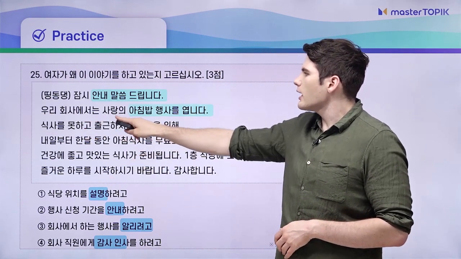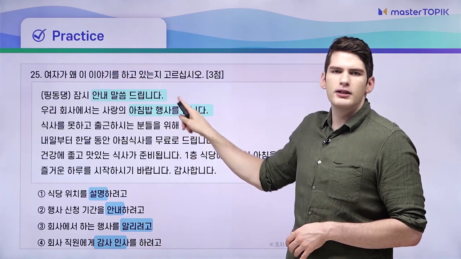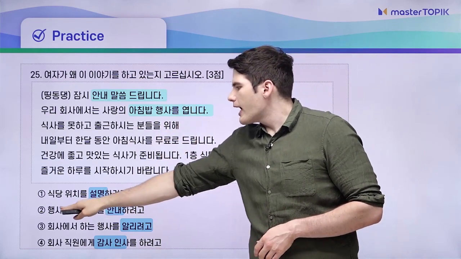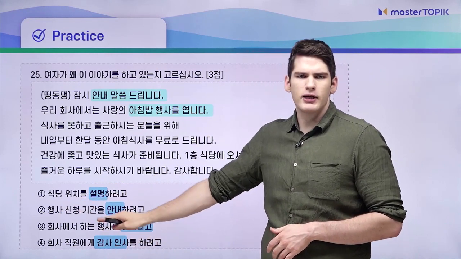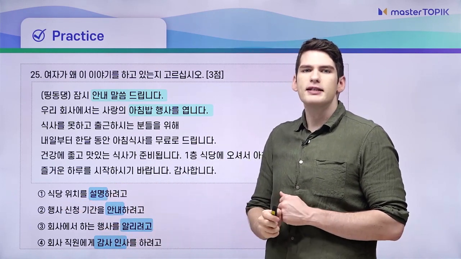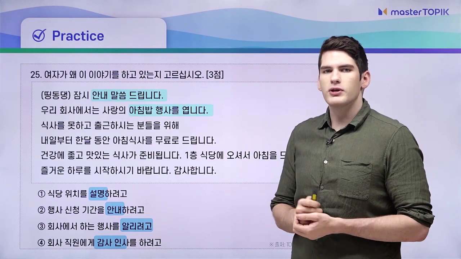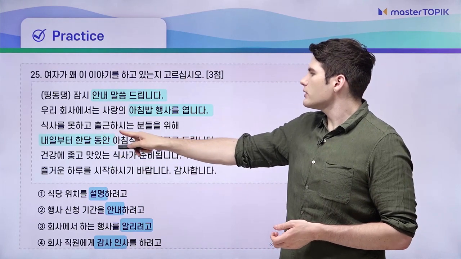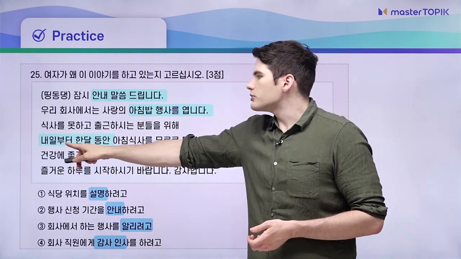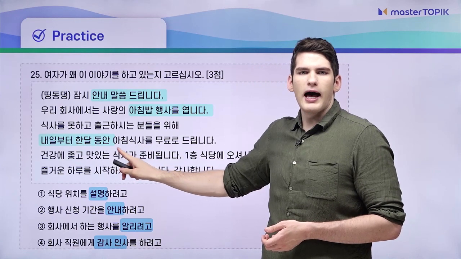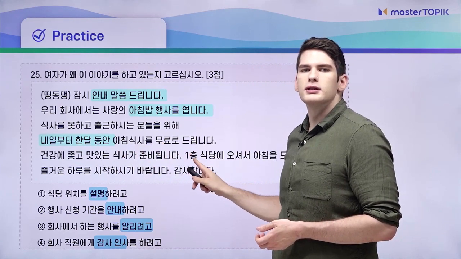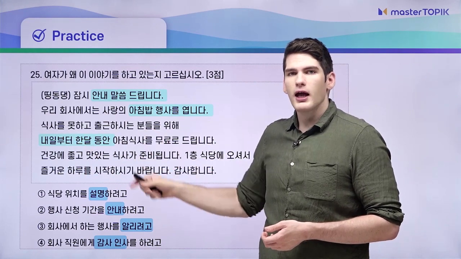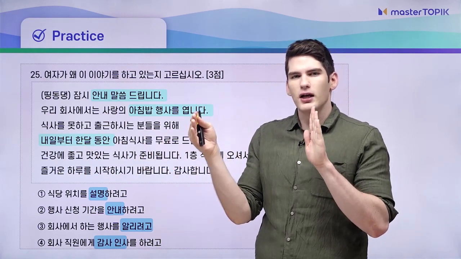우리 회사에서는 사랑의 아침밥 행사를 엽니다. 행사, right? So let's look down here. 행사 and then 행사, right? 2 and 3, they're both talking about this event, the 행사, the event. So we kind of narrow it down a little bit more there. 자, 식사를 못하고 출근하시는 분들을 위해 내일부터 한 달 동안 아침 식사를 무료로 드립니다. Right? So, 내일부터 한 달 동안. What are they saying? How long the event is going to last.